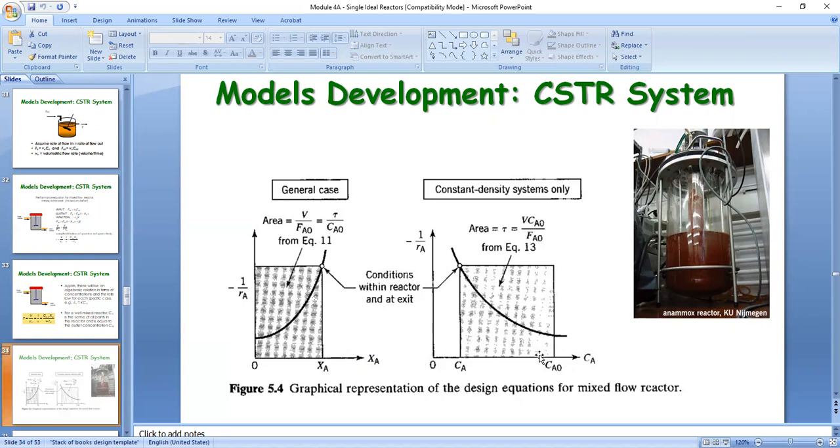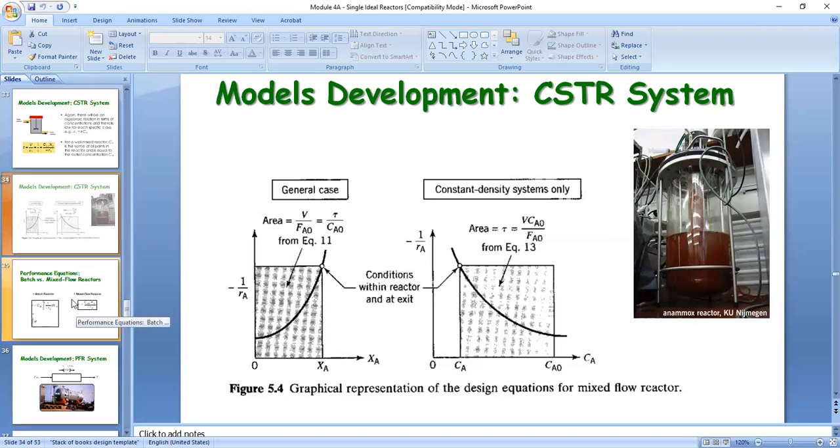If you plot the concentration or the reciprocal of the rate versus concentration, so this is your plot, you will right away determine the tau based on the area on top of the curve. While if it's in terms of conversion, this would be the area that you will be determining. You don't yet determine the tau, but after you have determined the area, you just multiply it with the initial concentration. That would already be the tau of your system. Okay, so this is the graphical interpretation of the working equation that we have for the CSTR.